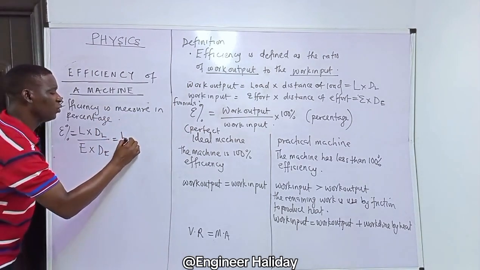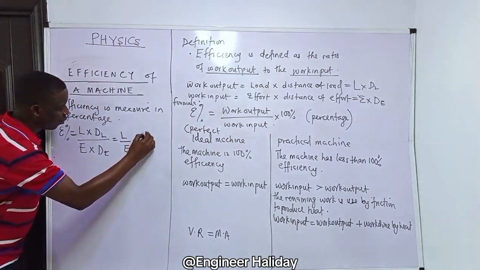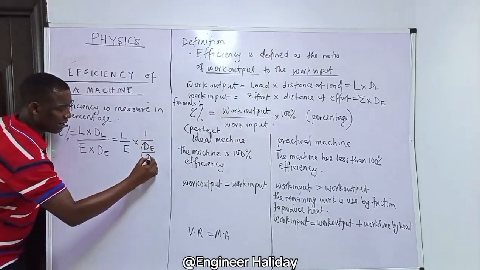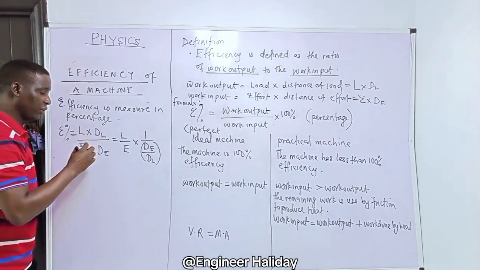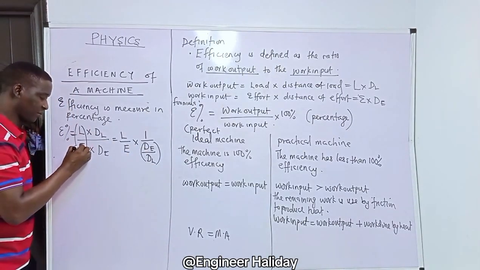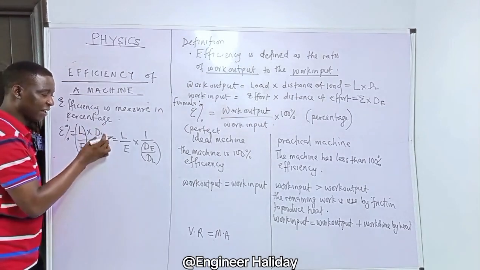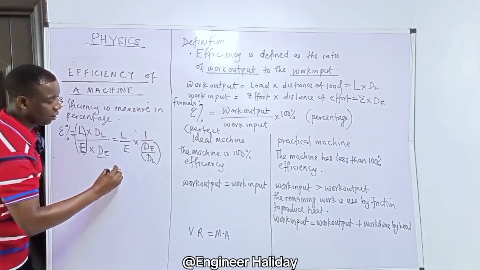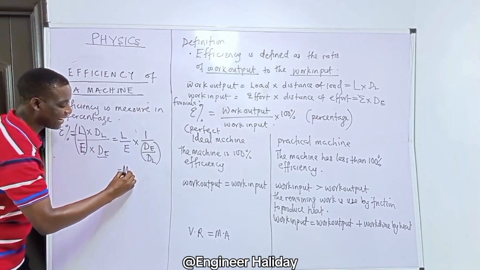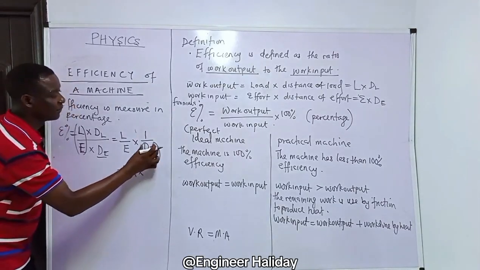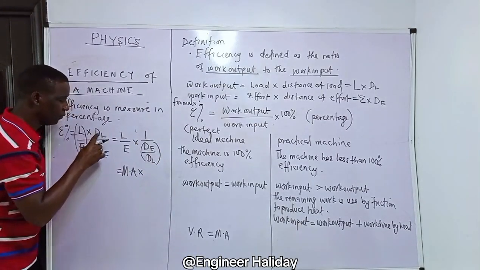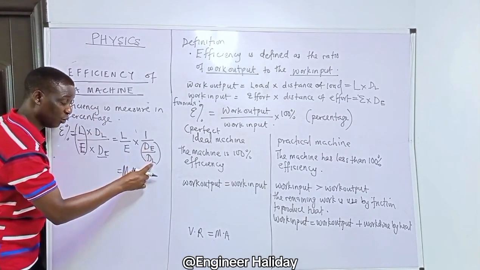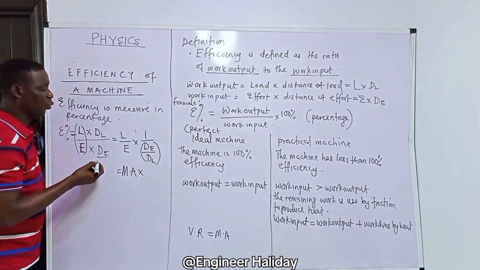Do you know we can write this as load over effort, times 1 divided by distance moved by effort over distance moved by load. We can write it like this mathematically, because we pick this one out, then take the inverse of this one, so it comes under. Load over effort is mechanical advantage, times the inverse of distance by effort over distance by load, which is the same thing as distance by load over distance by effort.